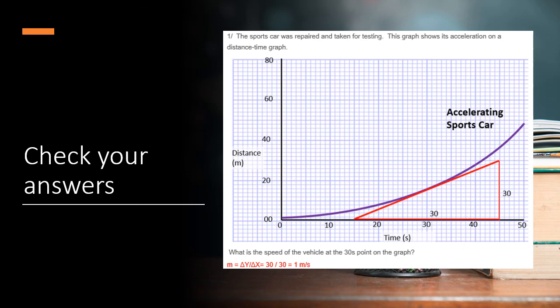Let's check our answers. In this task, we're asked to calculate the speed of the vehicle at the 30-second point on the graph. So to do this, we have to draw a tangent touching the line at 30 seconds. We then work out the gradient of the tangent. Now if we do this, we can see that we get a value of 1 meter per second.